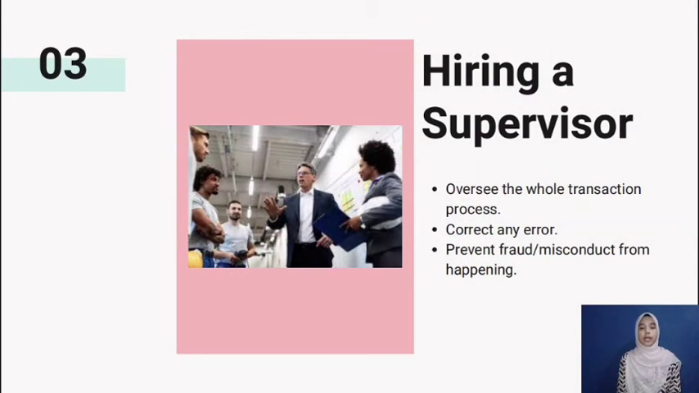The third is hiring a supervisor. A supervisor can help oversee the whole transaction process. He or she can also correct any errors and prevent fraud or misconduct from happening.